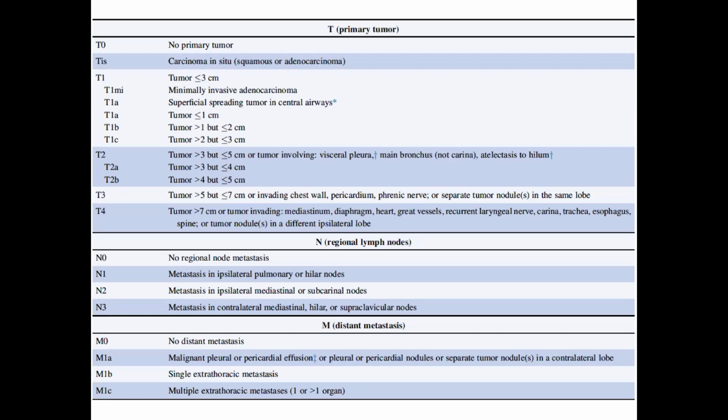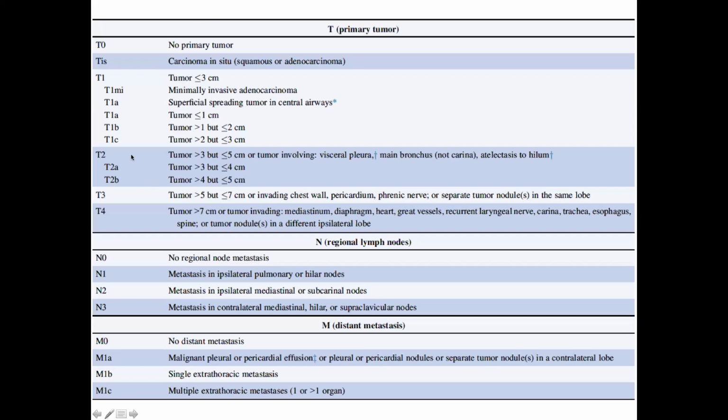So let's look for a moment at the T staging. If we look at T1 tumors, we've got the small tumors less than 3 centimeters, and obviously this has now been broken down into a number of other subgroups. The minimally invasive and superficial spreading tumor, I have to confess, are not things that we come across very frequently. So looking at size, we've got the T1A, less than a centimeter, T1B, between 1 and 2 centimeters, and T1C, greater than 2 centimeters, but less than or equal to 3 centimeters.